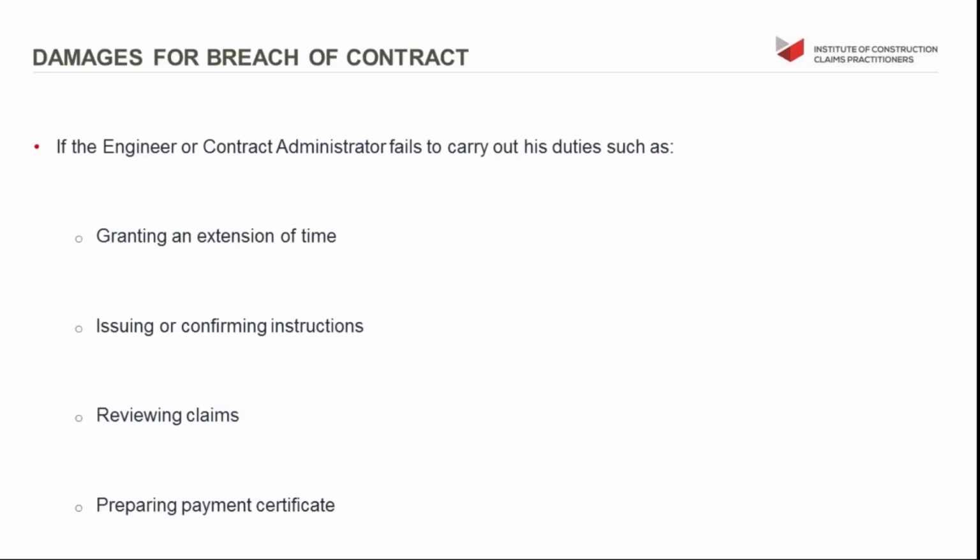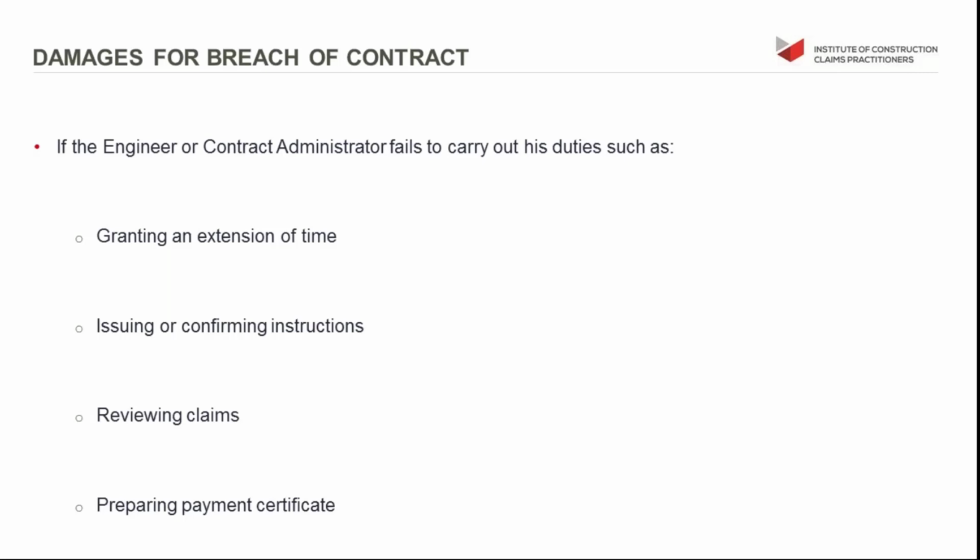We'll now look at the third way in which it's possible to recover your claim costs. And this one is as damages for a breach of contract. This arises in those situations where your engineer under a FIDIC contract, the contract administrator, architect, or quantity surveyor under JCT, or the project manager in NEC contracts, the person who's responsible for administering the contract, either independently or on behalf of the employer.